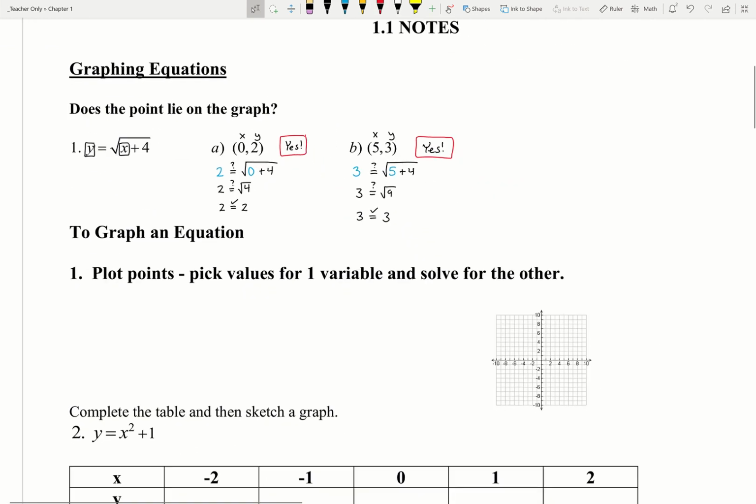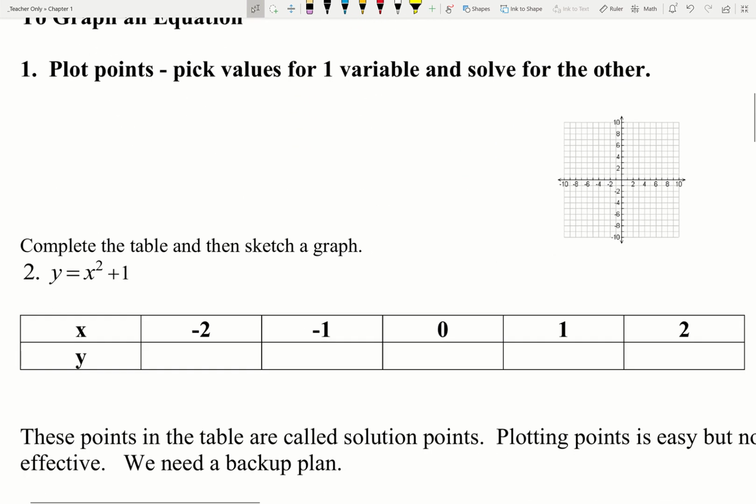Okay? Now, to graph an equation by hand, what we would need to do is create ourselves a nice table of values and then plug them into our equation and see what the corresponding outputs would be. But again, because we have calculators, this is actually a really easy problem to do. Because here in example 2, it says complete the table and then sketch the graph, which we'll go ahead and do up here on this grid.